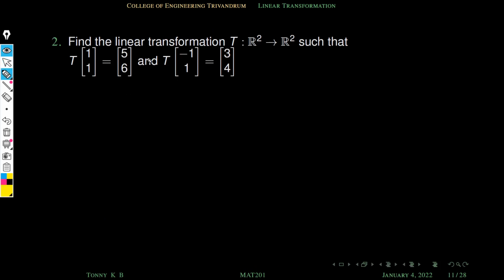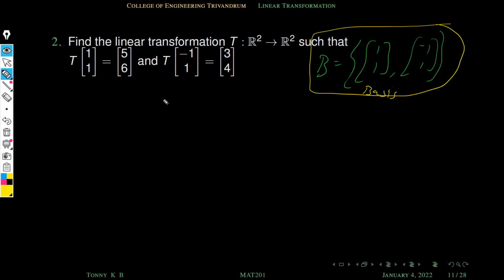Next problem. Find the linear transformation T from R square to R square such that T of (1, 1) equals (5, 6) and T of (-1, 1) is equal to (3, 4). So here our set is (1, 1) and (-1, 1), and we know that this set is a basis. We have seen this example in the first module. It is very easy because this set is a subset of R2, and we know that R2 is a vector space with dimension 2.